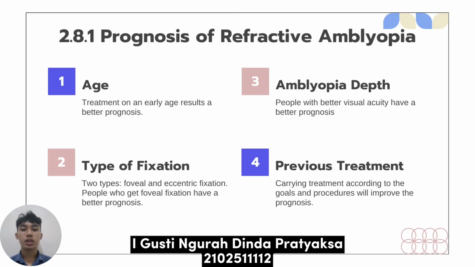And the second one is about the type of fixation, there are two types. The first one is the wandering foveal fixation, and the second is the steady eccentric fixation. And those who got the foveal fixation will have a better prognosis, but it doesn't rule out the success rate of the eccentric fixation. The third one is about the amblyopia depth. So the better the visual acuity a person has, the better the prognosis. And the fourth one is about the previous treatment history for the amblyopia. According to the goals and the procedures, surely will improve the prognosis.